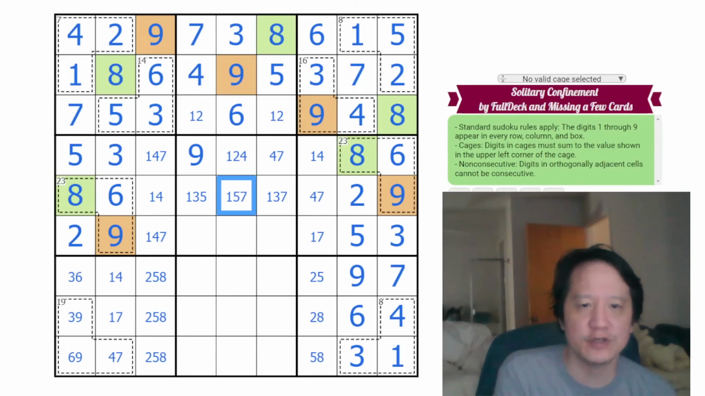3 or 5 has to be here. This is 9. This is 3. Any of this can be 1, 4, 7, unfortunately, because that doesn't tell us very much.